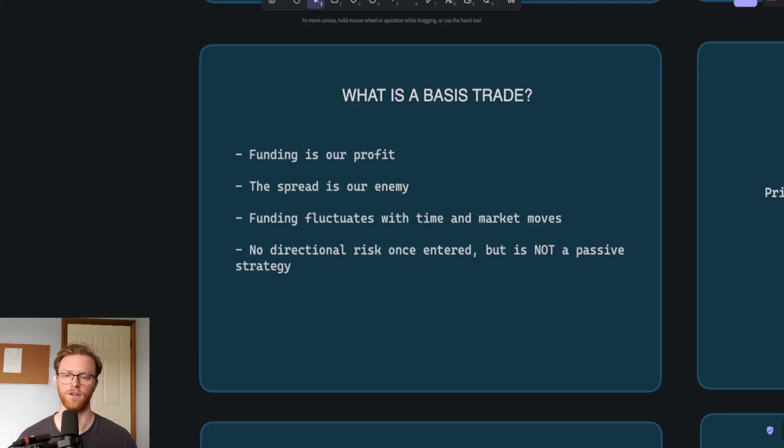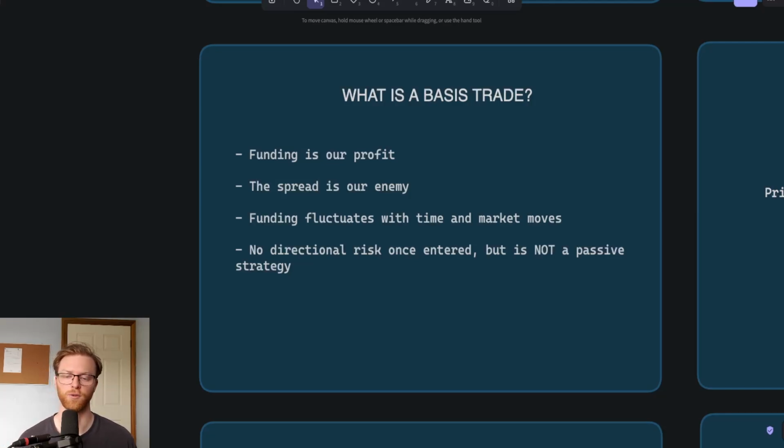Over 4 years, that same strategy can basically 3.5 times your portfolio if you play it right. So let's first start off with what is a basis trade. A basis trade is where the funding rate is our profit, or the basis that exists between two different products, and we'll go into this in a minute. The spread is our enemy. It's important to note that this funding rate fluctuates with time and how the market moves, different narrative, different conditions.